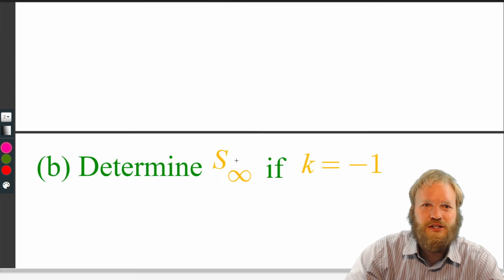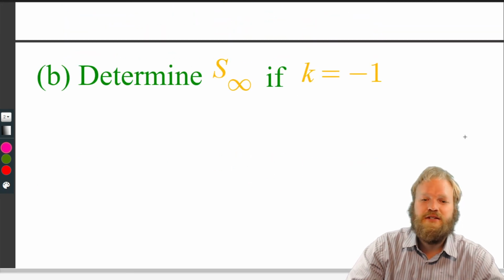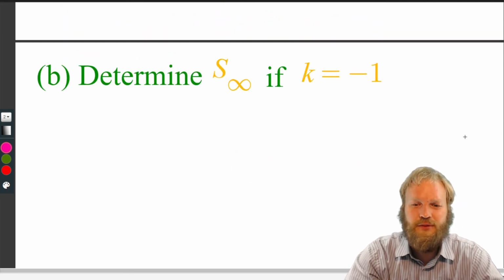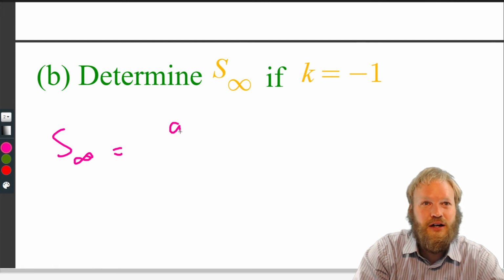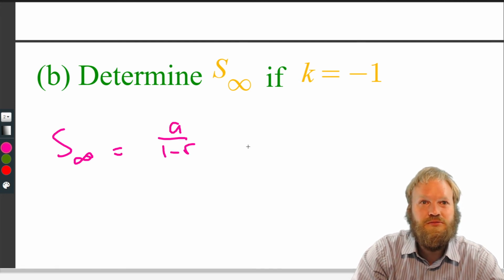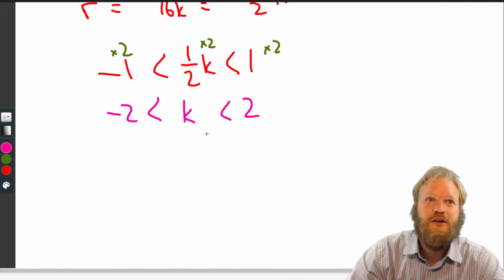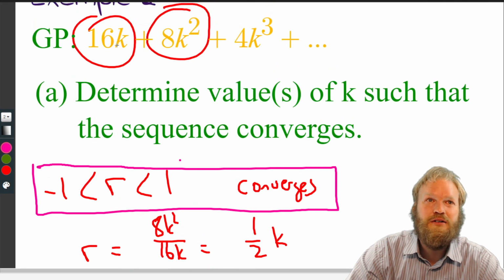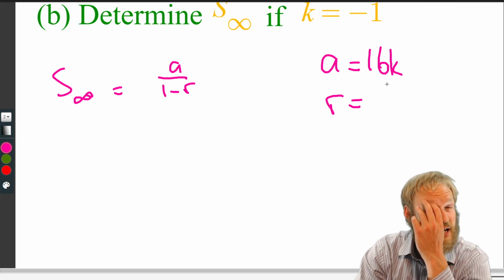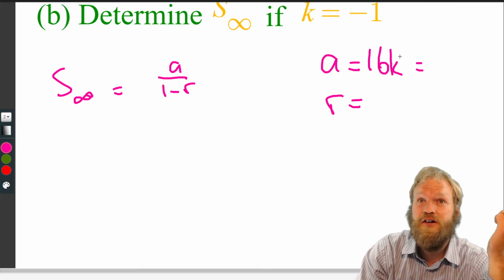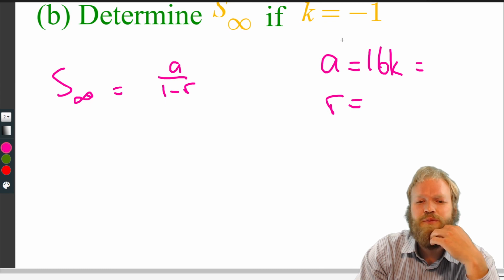Okay, last piece of the puzzle. Determine S infinity. So determine the sum of the sequence to infinity if k equals -1. S infinity equals a over 1 minus r. A and r, that's all we need to know. A is 16k. Okay, but k is -1. So what is the value of a if k is -1? Well, it's just minus 16, right?